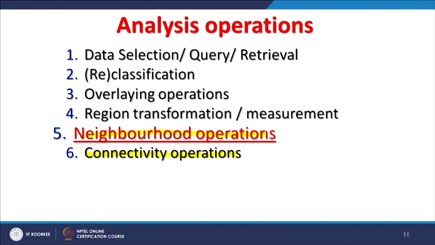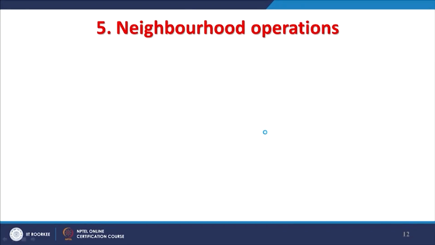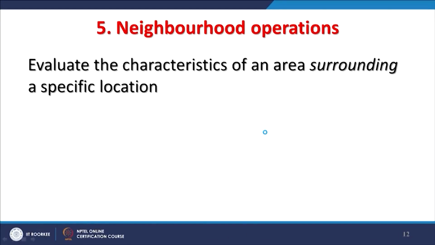So, we will be discussing that a little later, but for the time being let us discuss the neighborhood operations. As the name implies, neighborhood means looking at the surroundings around a specific location. So, what it basically does is evaluate the characteristics of an area surrounding a specific location. The location we have to provide: this is my location, and I want to evaluate whatever characteristics are present in the surroundings of this location.